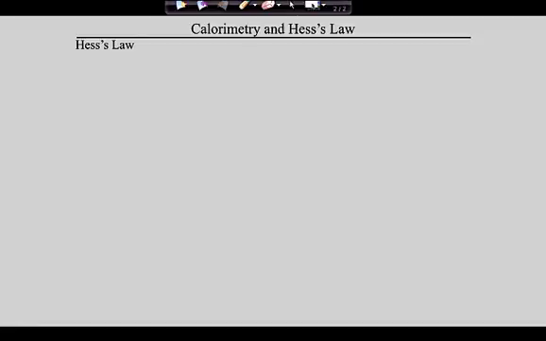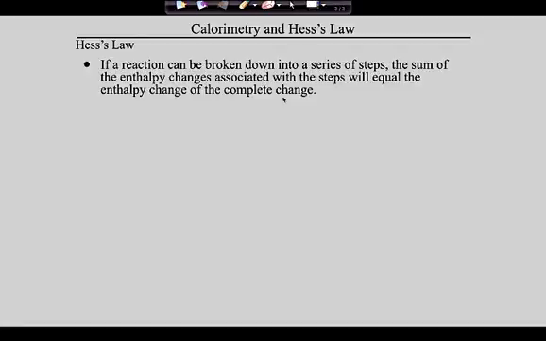So guys, it goes like this. This is Hess's Law in word form. It sounds better if we do it this way. If a reaction can be broken down into a series of steps, the sum of the enthalpy changes associated with these steps will equal the enthalpy change of the complete reaction. Was that pretty good?